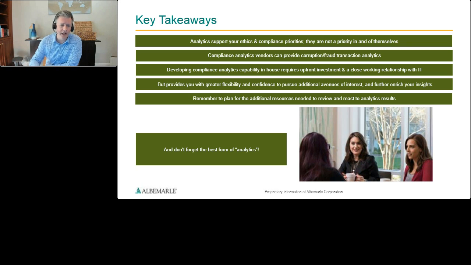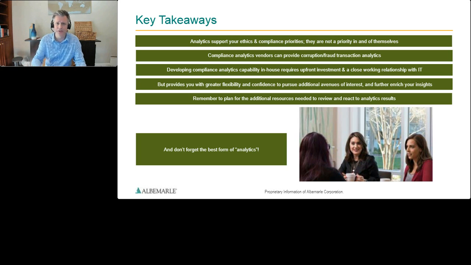Certainly, the vendors like Lextegrity and others are there, and they fulfill a need. And as I mentioned, we do rely on vendors for certain requirements. But I think also reflecting on whether you can do it in-house, it does require that upfront investment, but it does really give you an opportunity to explore other opportunities for enhancing your ethics and compliance program. But always remember, if you're developing these analytics dashboards, make sure that you're planning the appropriate amount of resources for the follow-up.